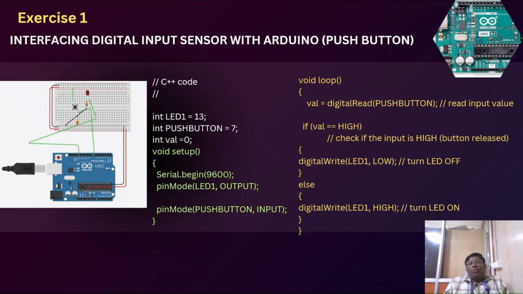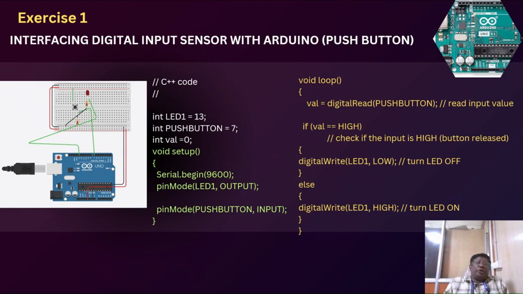And in the void loop, digitalRead, so we are reading the push button value, what input value is given by the push button, whether it's high or low. So if the value is high, they're pressing it, then the LED should be on. Else, if you are leaving it, the LED should be off.